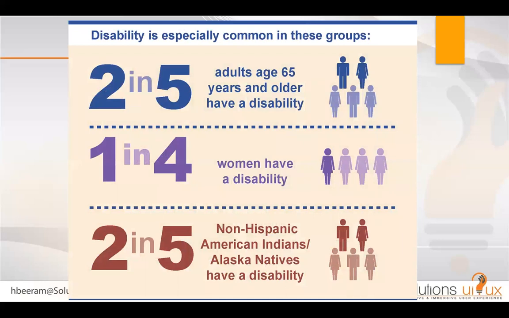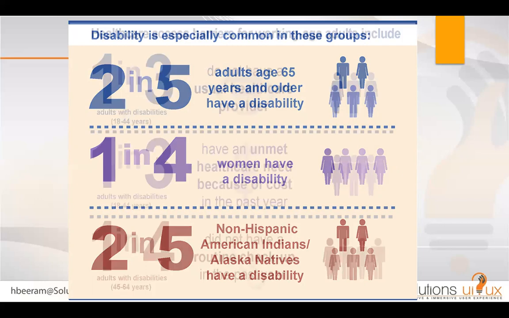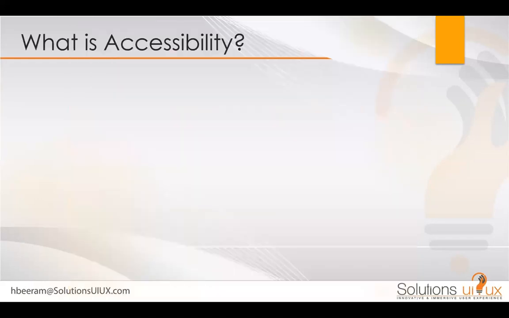2 in 5 people above age 65 are people with disabilities, because age-related macular degeneration, similar to mine, happens around 55 to 60 years old. Suddenly people start to lose their vision, and until then they were normal human beings, and suddenly they become disabled human beings, and that is where all these statistics come from. 1 in 4 women have some level of disability, right? And 2 in 5 non-Hispanic. So the statistics go on and on, right?